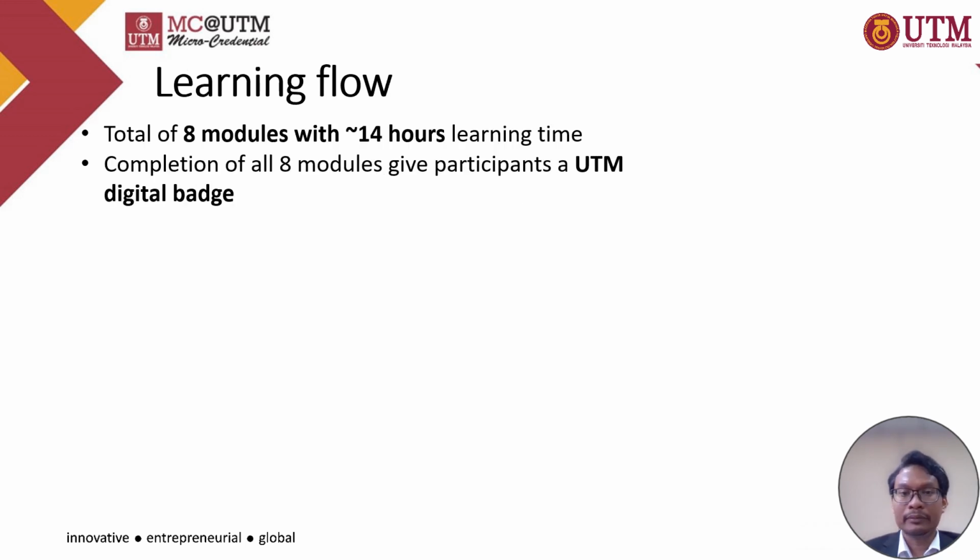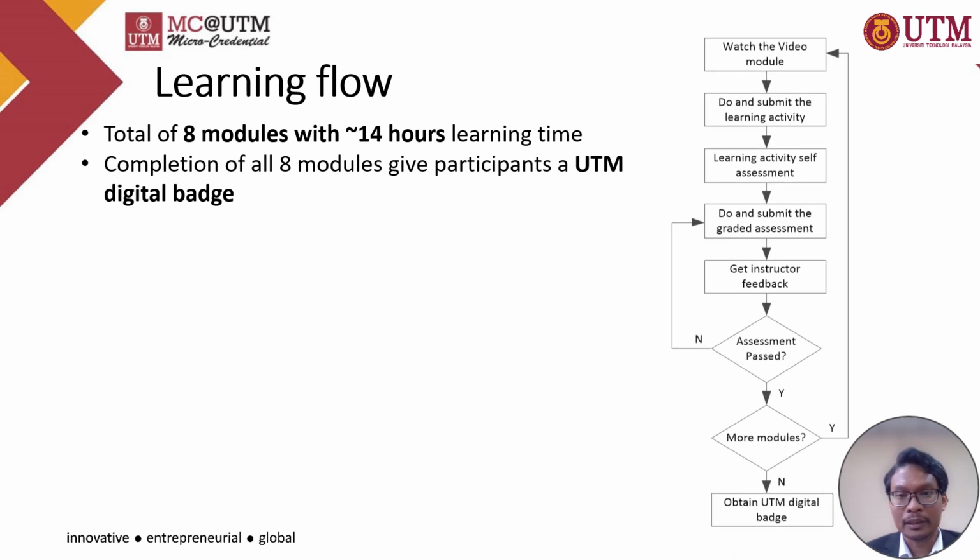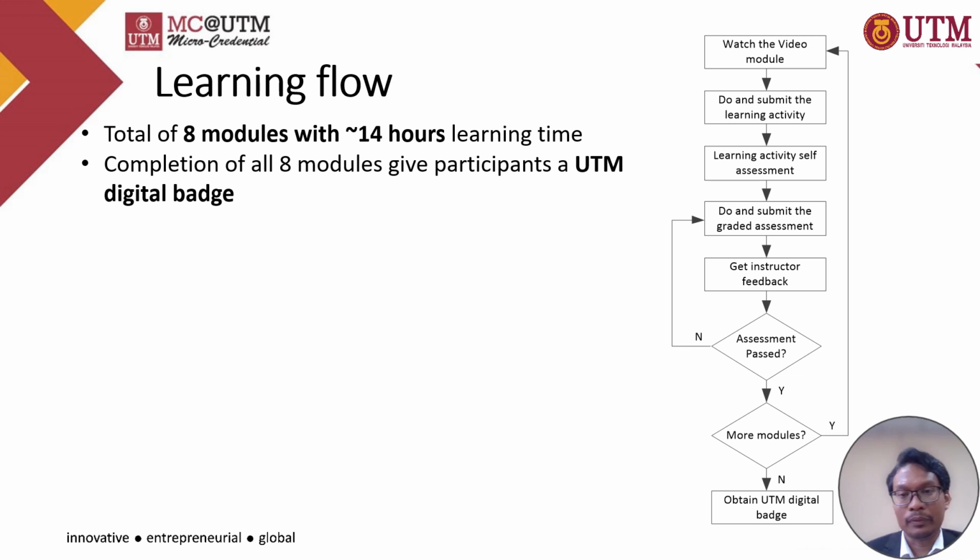So here is the learning flow of the course. We'll have a total of 8 modules with a total of around 14 hours of learning time. The completion of all the 8 modules in this micro-credential course gives participants a UTM digital badge. So as you can see in the flow chart, the flow of the course begins with watching a video module and do submit the learning activity.